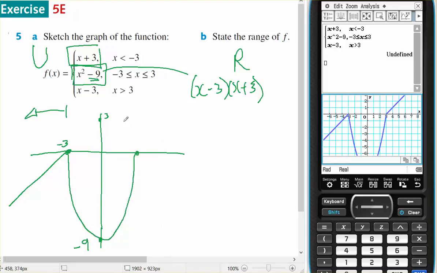And then this line is for all of the x values bigger than 3, and it would be x minus 3. So it would go through at negative 3, have a gradient of 1, so go through at 3, and that would be what my graph looks like. Whoops. And that's it.